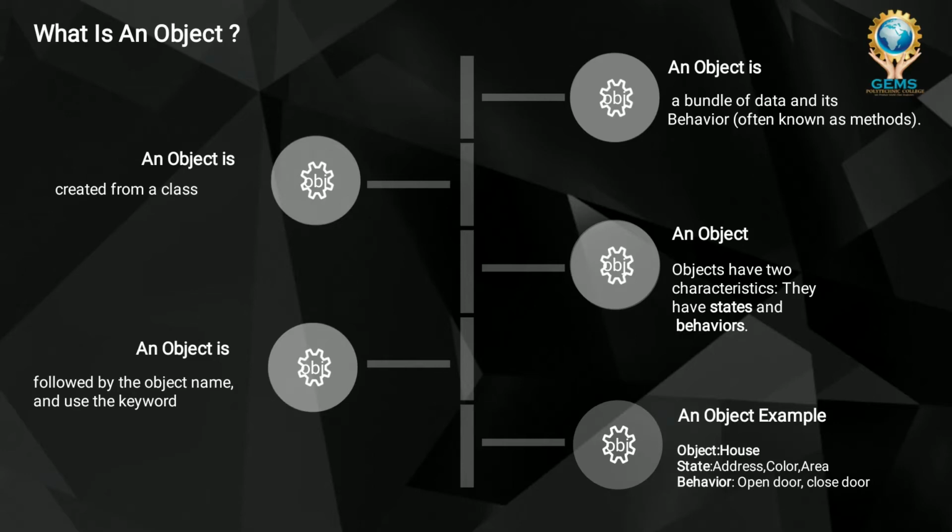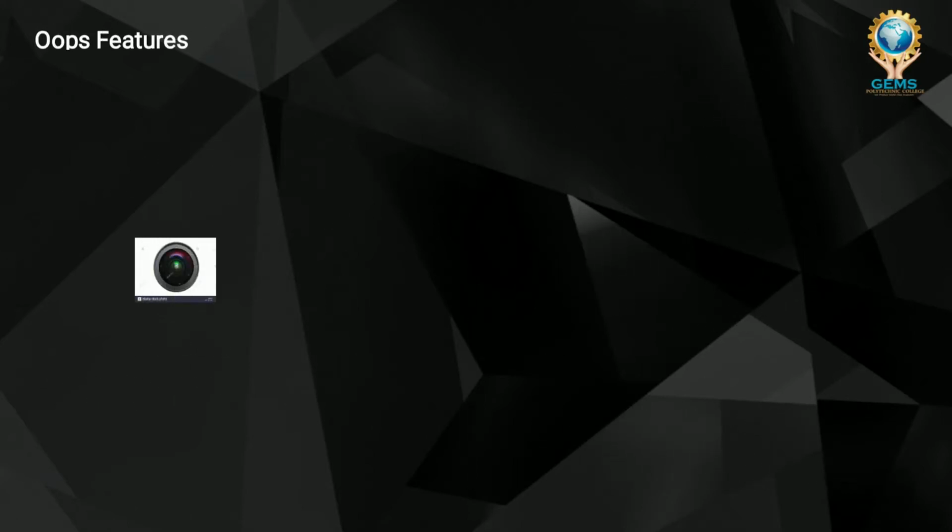As already said, an object contains state and behavior, which we can also call characteristics. Take the house as an example for the object. House is an object, address is a state, and opening the door, closing the door are the functions called the behavior of the object. So in this lecture I talked about what an object is, the definition of the object, and an example for the object. Let's see about class.